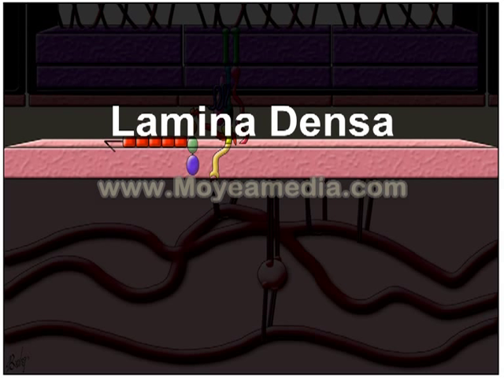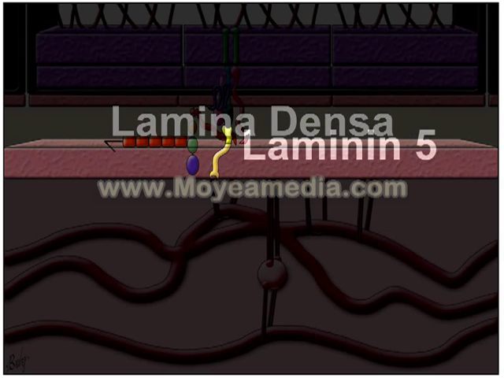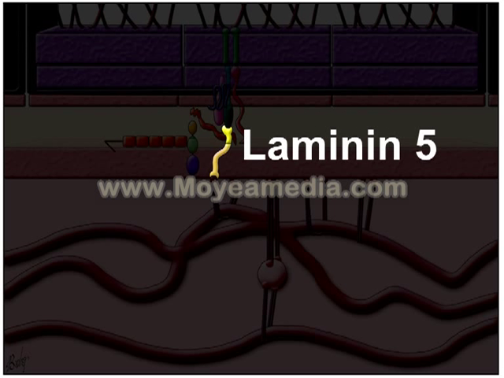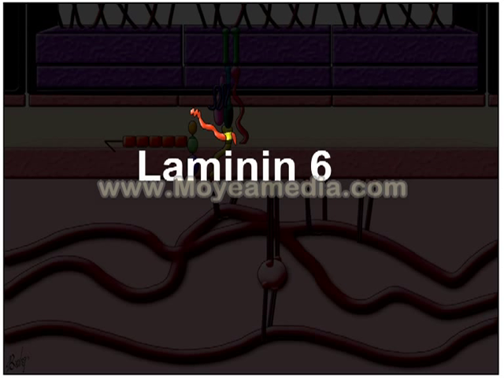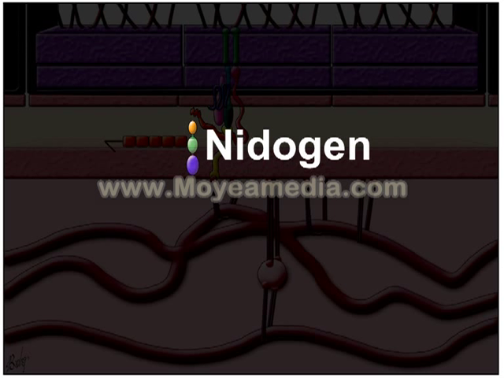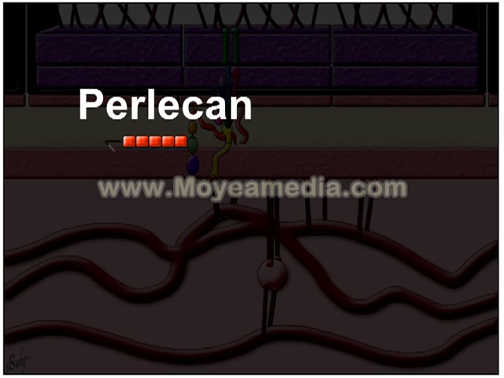Next are the components within the lamina densa. Laminin 5 is important in antiepiligrin pemphigoid. Laminin 6, nidogen, and perlecan, which is also known as basement membrane zone specific heparan sulfate proteoglycan core protein.